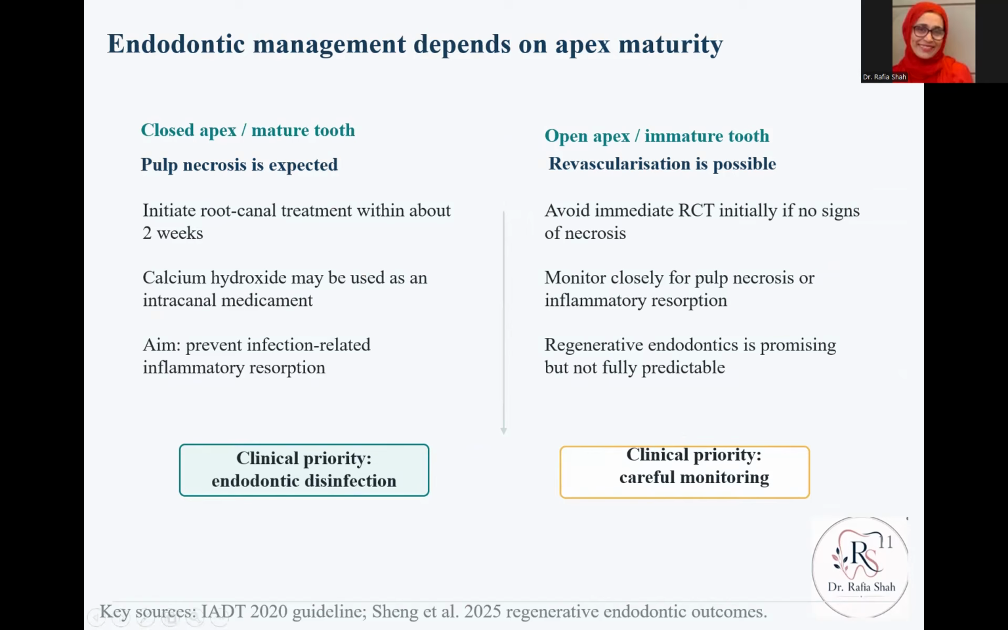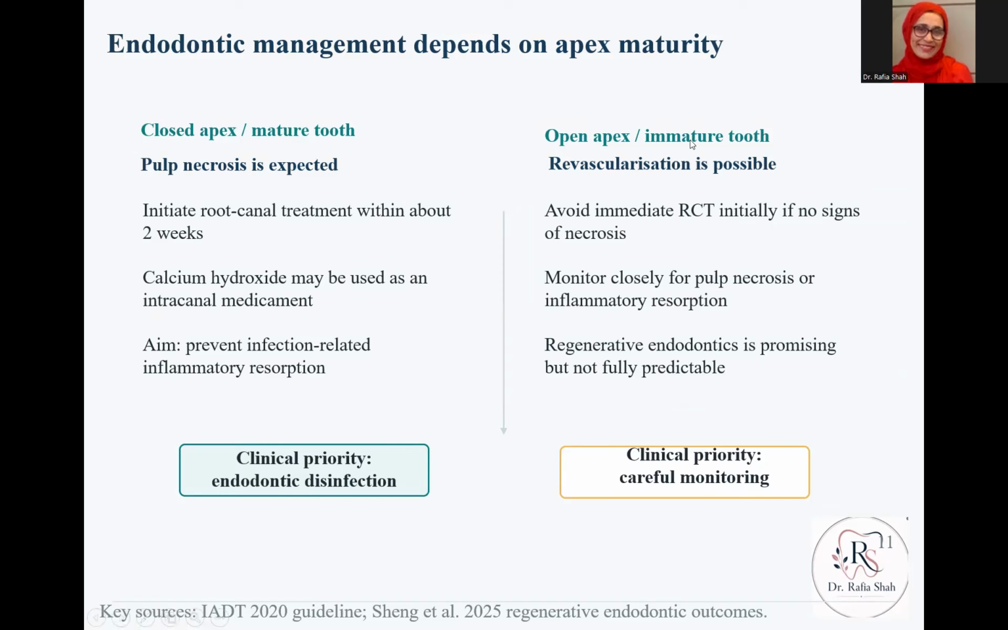What we do if the apices are closed and the tooth is mature, you go for pulpal evaluation. If you expect that pulpal necrosis is going to happen in a day or 2 or afterwards, then we initiate root canal treatment within about 2 weeks of replantation, and we place calcium hydroxide dressing as intracanal medication, to prevent inflammatory resorption that will result after the infection.